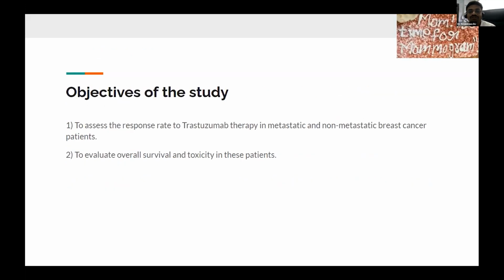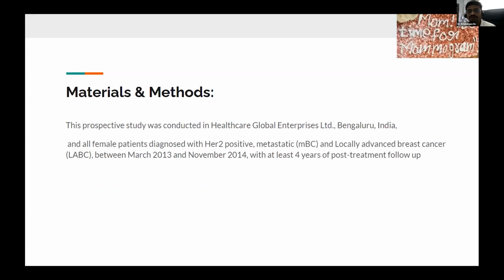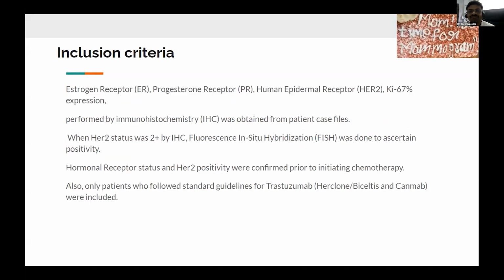The objective of the study was to assess the response rate for trastuzumab in metastatic and non-metastatic breast cancer patients, and to evaluate overall survival and toxicity. This study was conducted at HCG Hospital, Bangalore, India. All female patients diagnosed with HER2 positive metastatic and locally advanced breast cancer between March 2013 and November 2014, with at least 4 years of post-treatment follow-up, were considered.